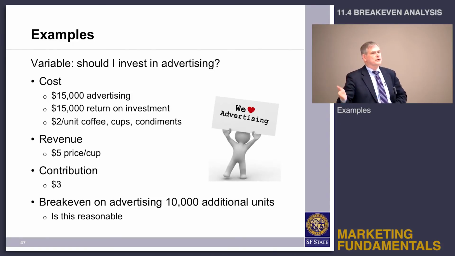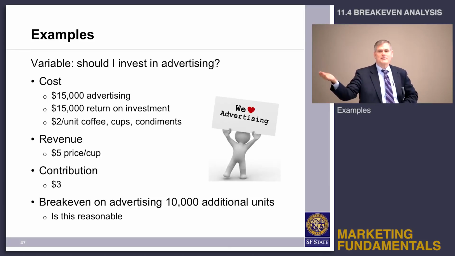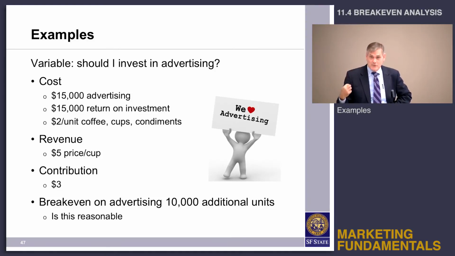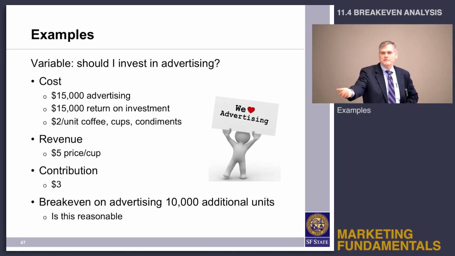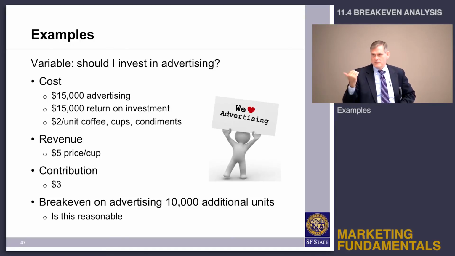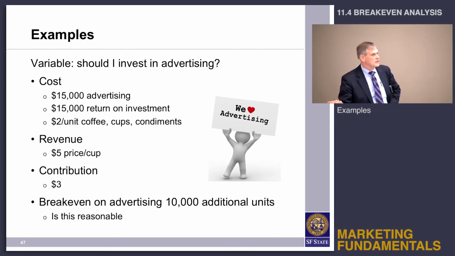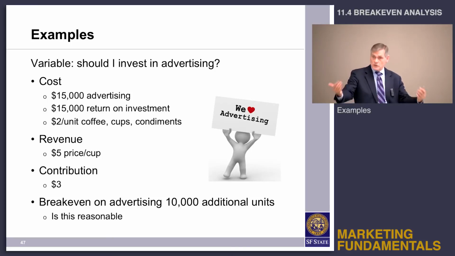So I'm going to incur an additional $15,000 cost. That's a fixed cost, just as when I wanted to pay myself a salary. I'm just saying there needs to be another $15,000 in there, so we'll treat that as a fixed cost. So from a break-even analysis standpoint, if I'm going to invest $15,000 and I want to make a return of $30,000, I would need to sell an additional 10,000 cups of coffee in order to pay for the advertising and generate a return. And then we ask the question, is selling an additional 10,000 cups realistic?